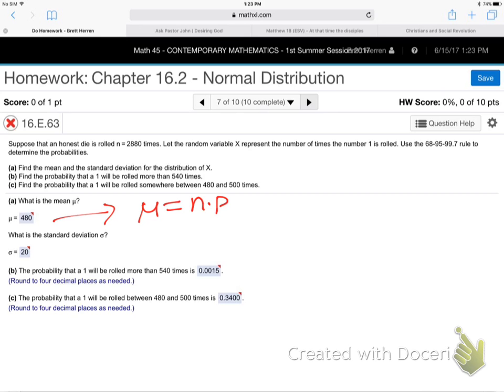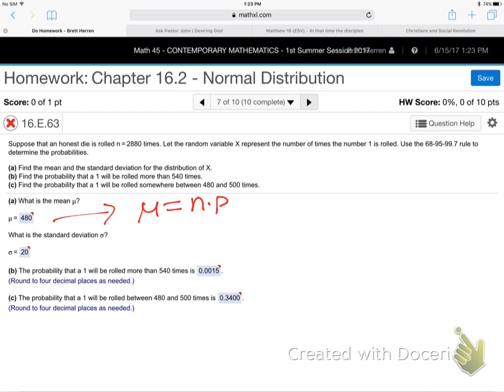So ask yourself, what's the P? What's the end? Do you know the end? The end is 2880. They're telling us that, right? Right at the top, 2880. But let me let you think about the P for a minute.